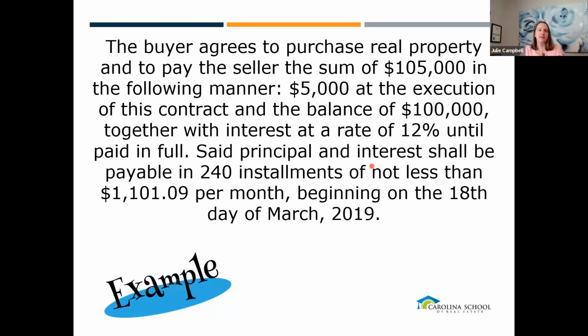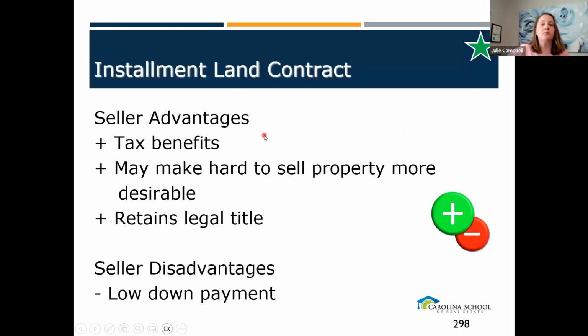There's pluses and minuses to everything. A question came in: is this like a rent to own? No. The buyer is not a tenant. The buyer's living there and has the rights to live there. Again, instead of paying Bank of America, they're just paying the seller. They're not paying rent. They're making installment payments on the sales price. So there's pluses and minuses to everything. Let's break this down.